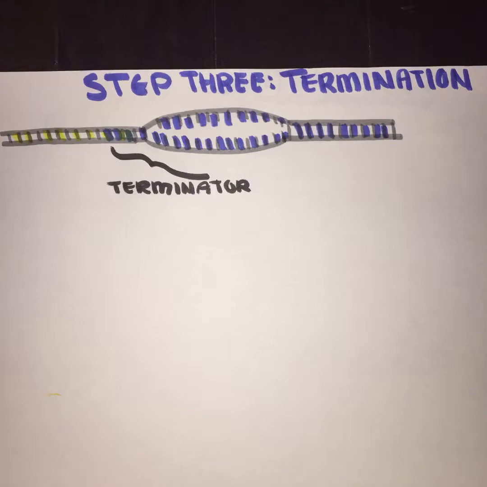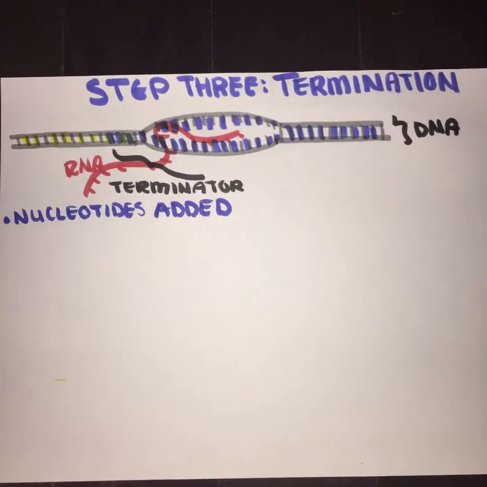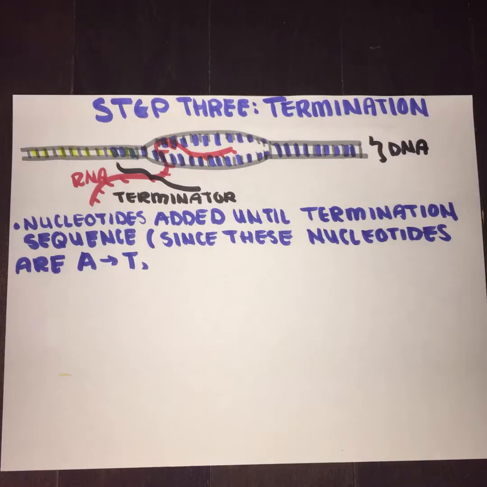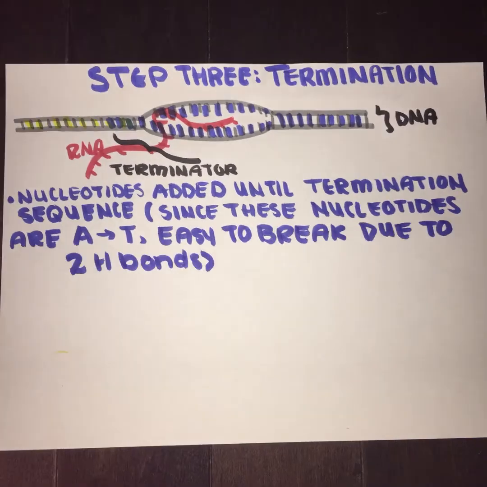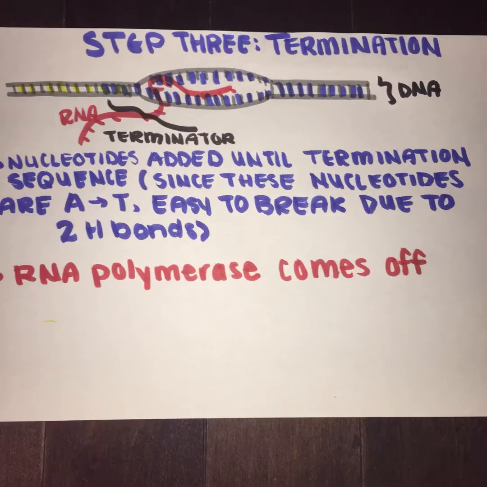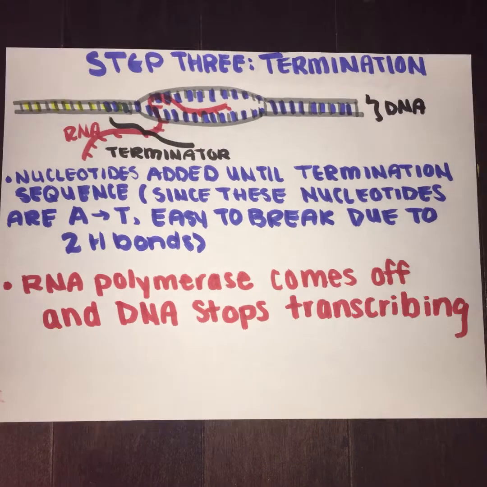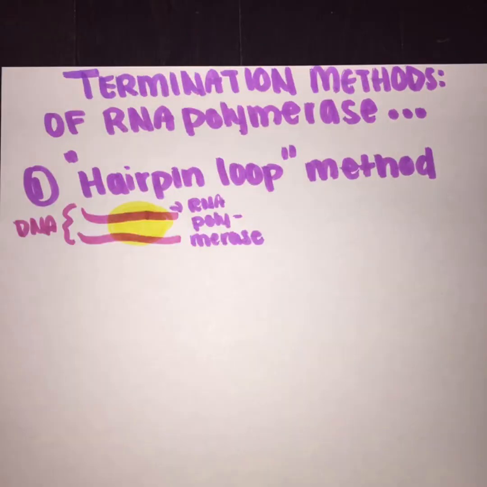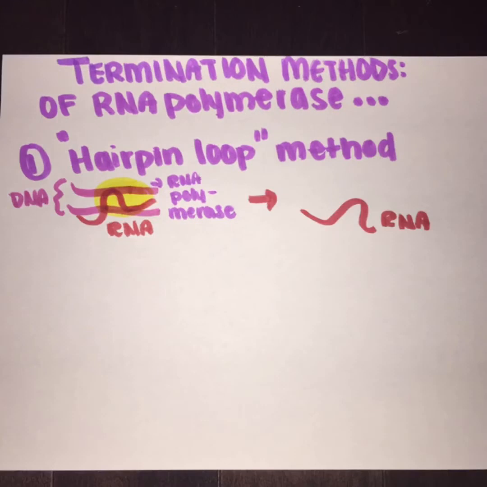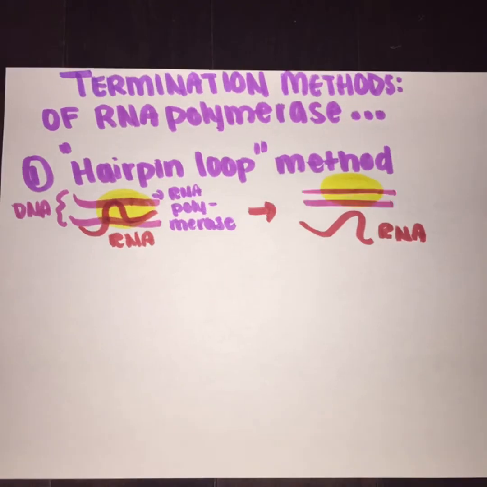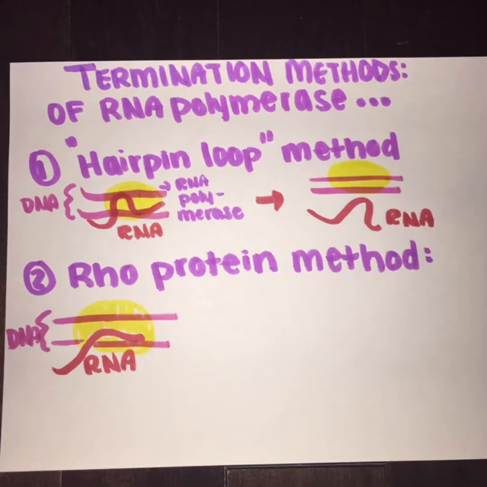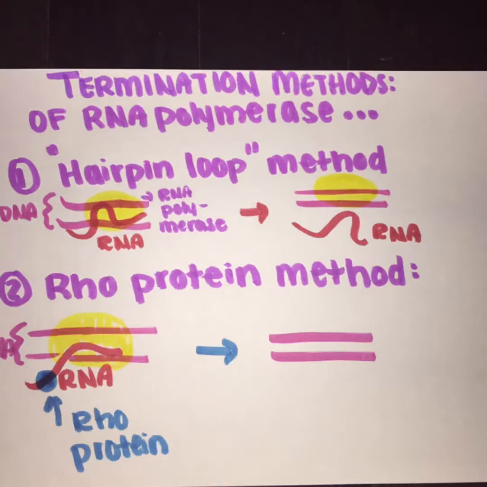So step 3, when it reaches the termination sequence, the nucleotides are added until the sequence, but since these nucleotides are A and T's, they're easy to break, with two hydrogen bonds. RNA polymerase comes off and stops transcribing. There's various termination methods, such as the hairpin loop method, and also the Rho protein method for the RNA polymerase to stop transcribing.